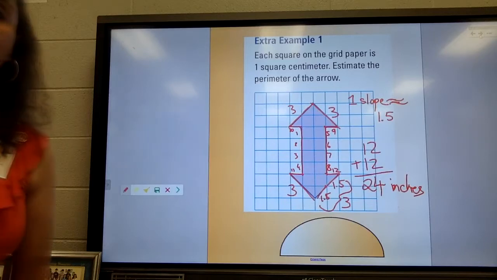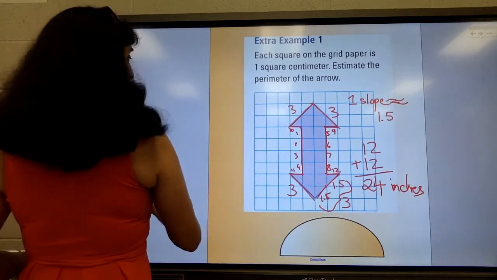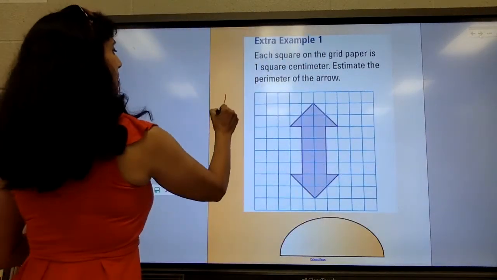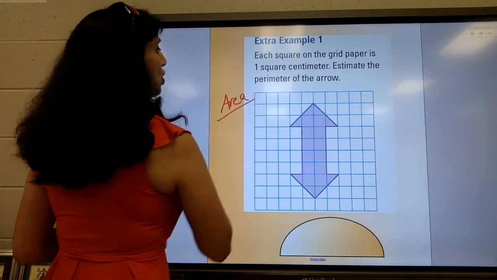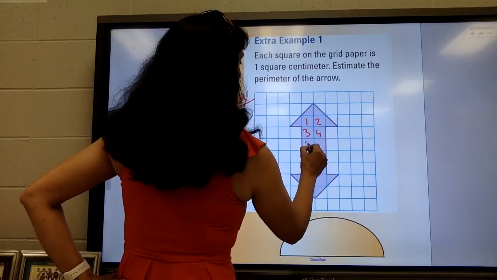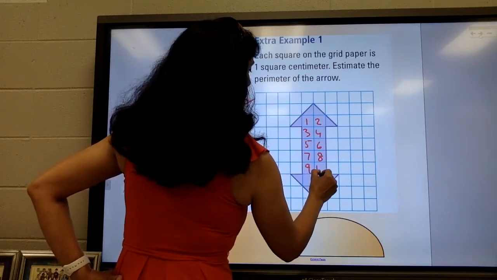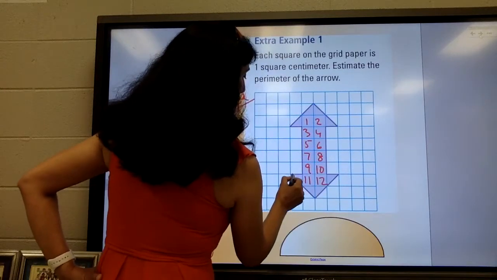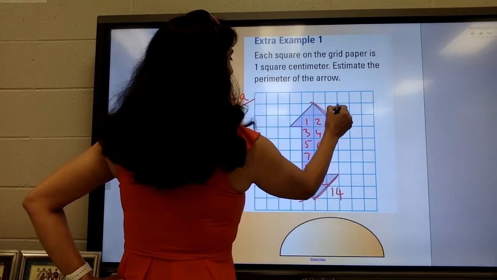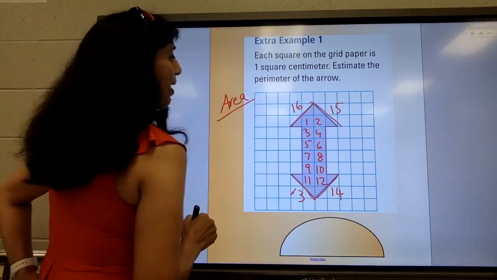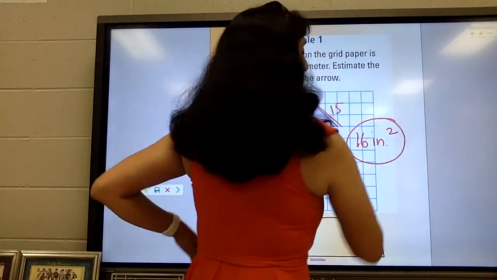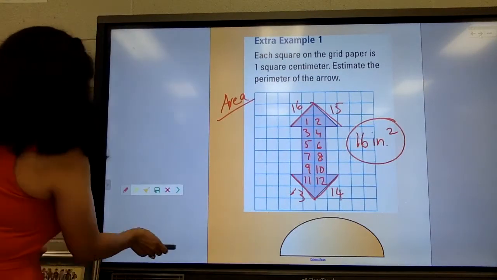Now, if I was trying to find the area, I would do area is the number of square units inside a shape. So I would count the complete squares 1, 2, 3, 4, 5, 6, 7, 8, 9, 10, 11, 12. 2 half squares make one whole, so 13, 14, 15, and these two 16. So my area would be 16 inches squared. Okay, so just wanted to show this to you.